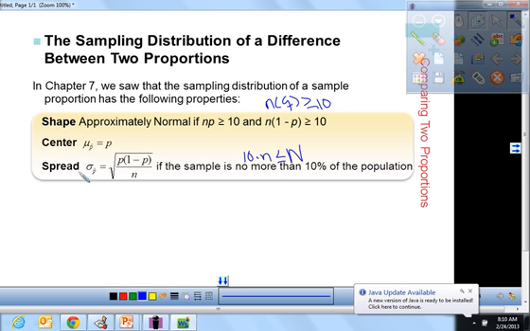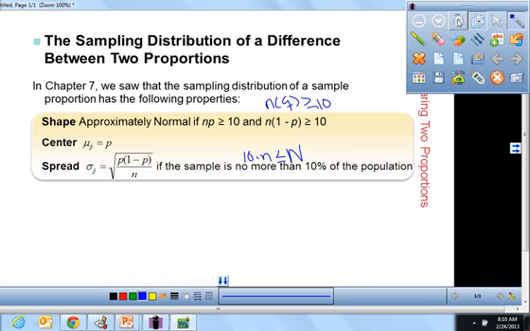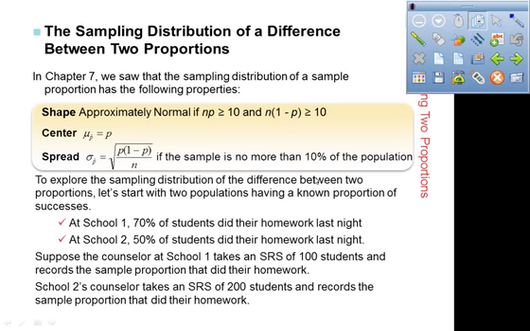This we've done for proportions already. This is nothing new. We've been doing it in Chapter 8 and Chapter 9, all the way through as of right now. To explore the sampling distribution of the difference between proportions, let's start with two populations having a known proportion of success. At school 1, 70% of their students did their homework last night. At school 2, 50% of the students did their homework last night.